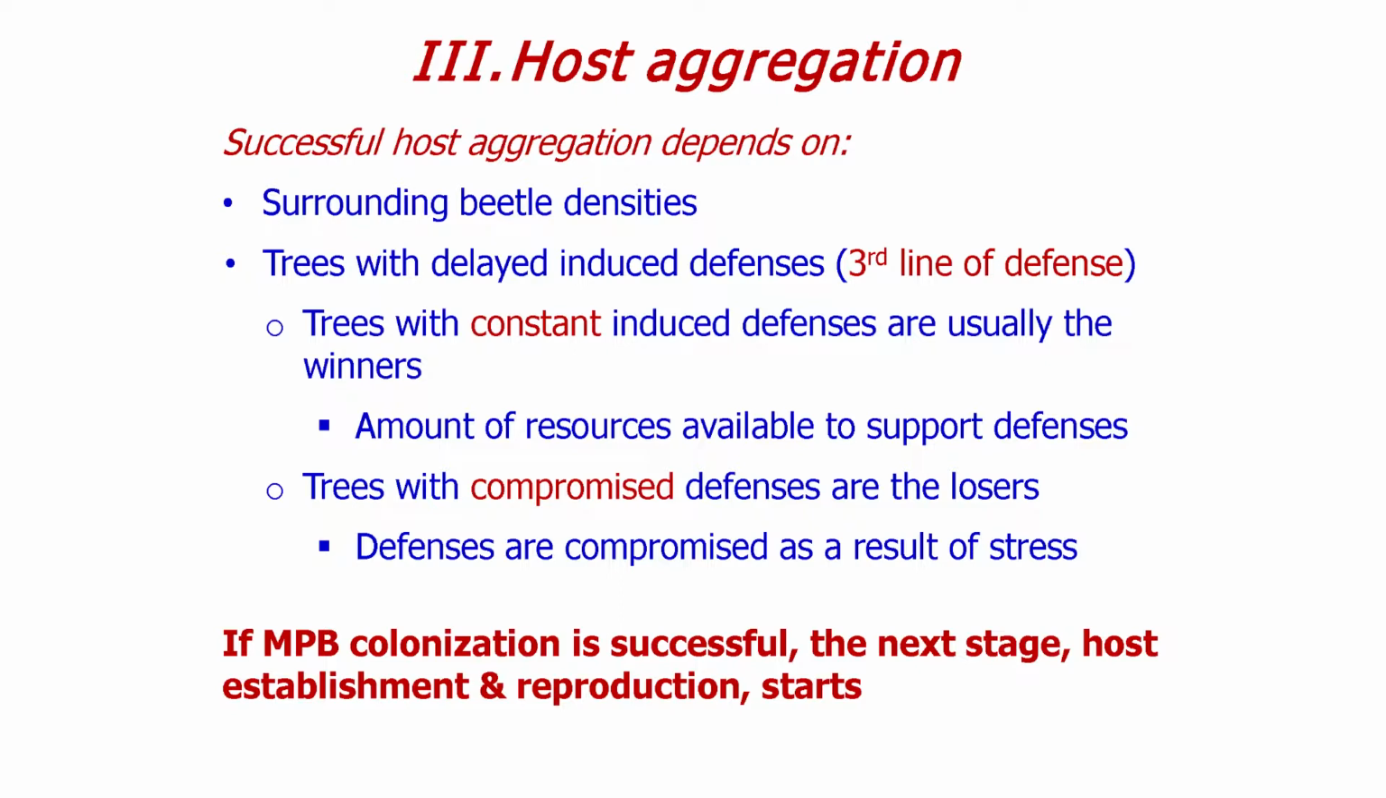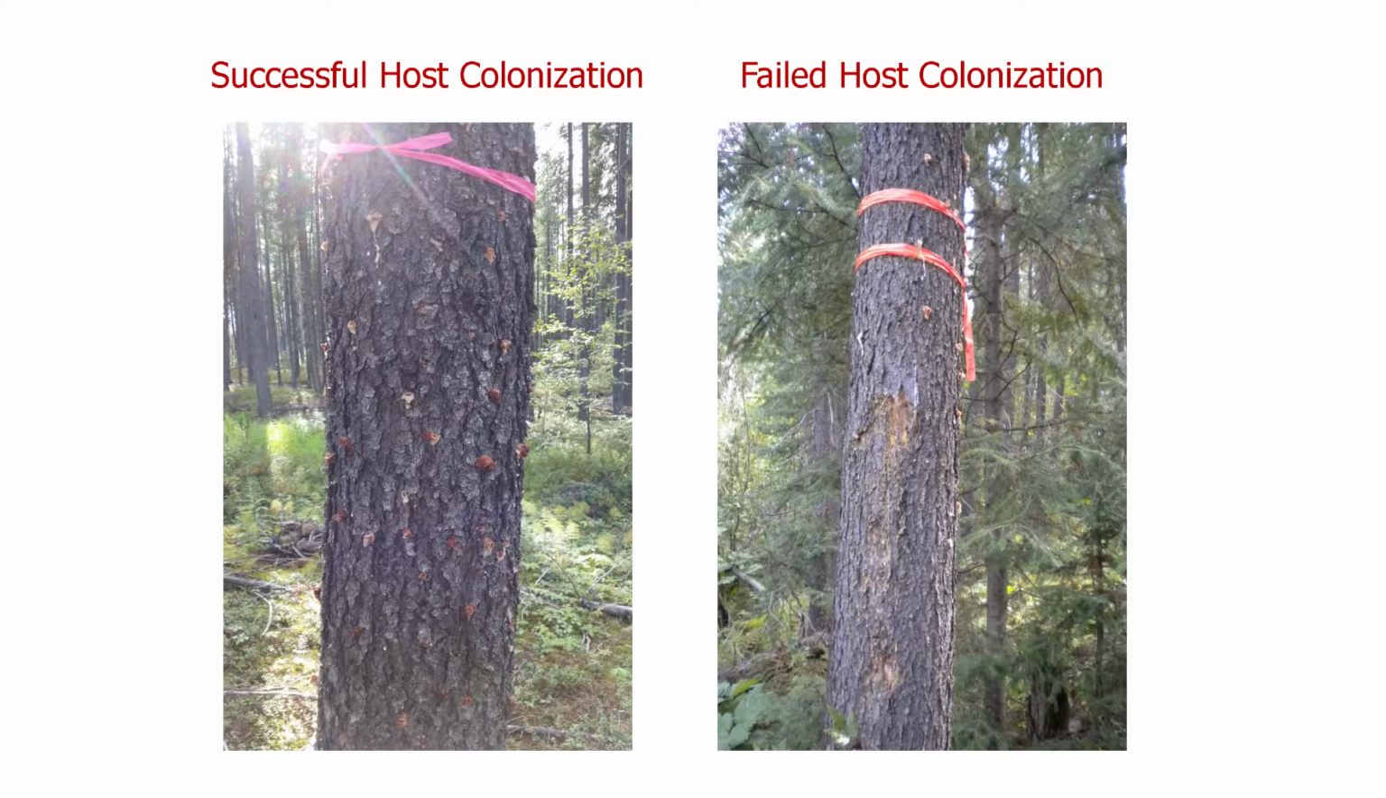Here, the amount of resources to support defense is important. If the tree defenses are compromised, such as by drought, as we talked about, or fire, or other insect or disease attacks, they can compromise tree defenses. If that is the case, the tree usually loses the battle, and everything is over. Here's a very good example: successful colonization, a lot of pitch tubes. In other cases, very few pitch tubes are present, but the tree won this battle.